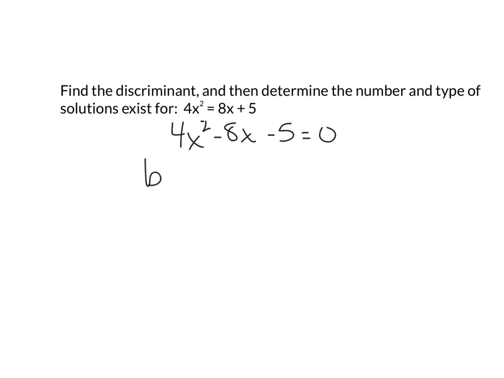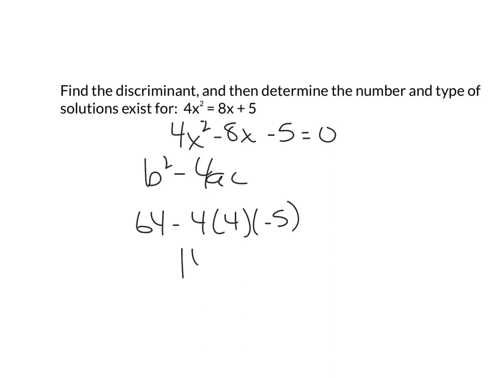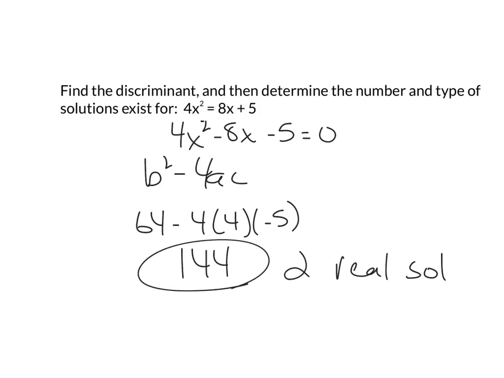Now the discriminant, remember, is just b squared minus 4ac. So I'm going to take the b and square it. 8 squared is 64 minus 4ac. And work that out. 5 times 4 is 20, times 4 is 80. I think that's 144. And because it's positive, that means I'm going to get 2 real solutions. And there'll be different solutions, 2 real different or unique solutions. So that's all I got.